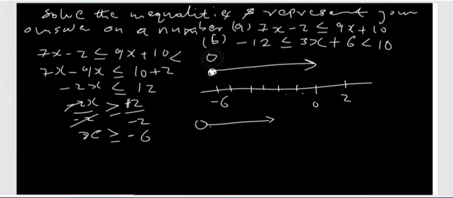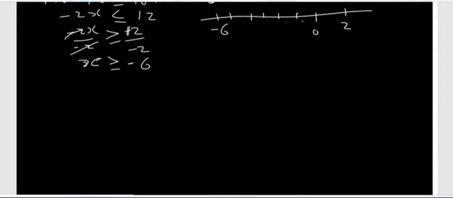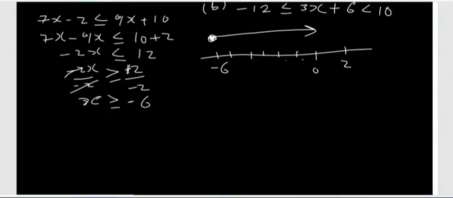For the second one, it says minus 12 is less than or equal to 3x plus 6, which is less than 10. Now look at that question: minus 12 is less than or equal to 3x plus 6 less than 10.